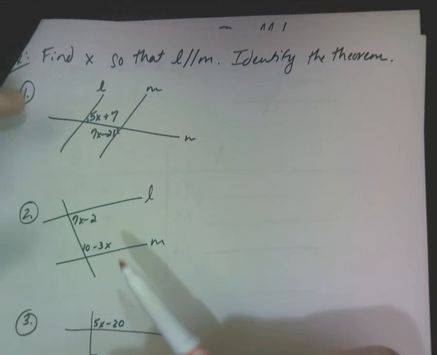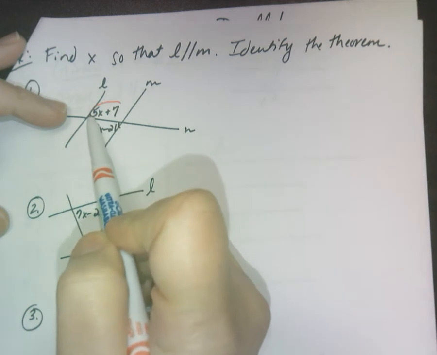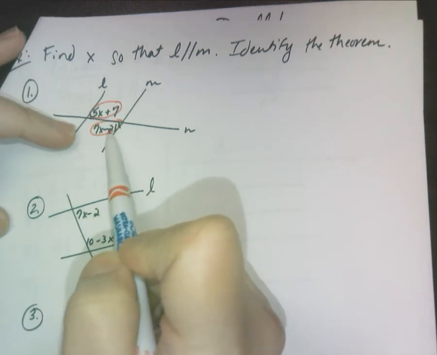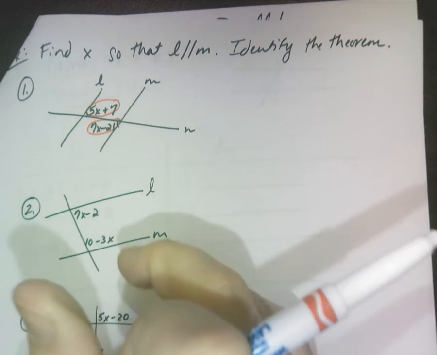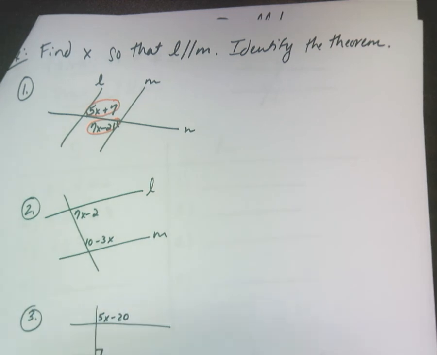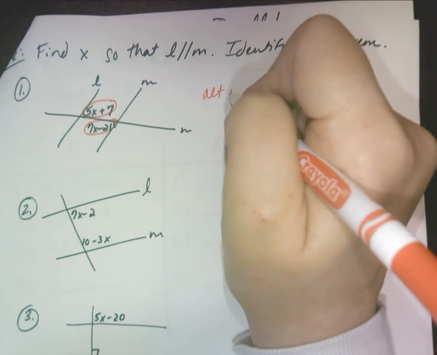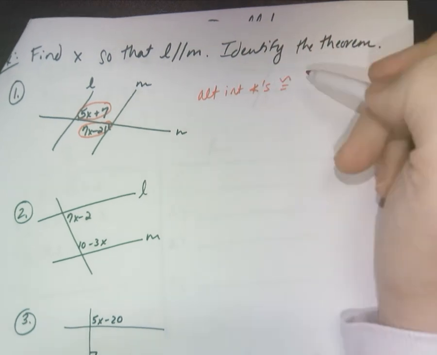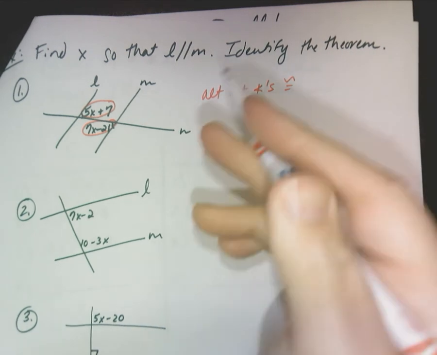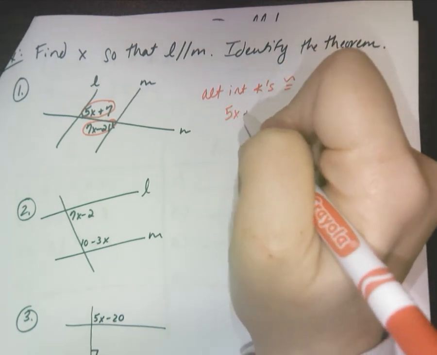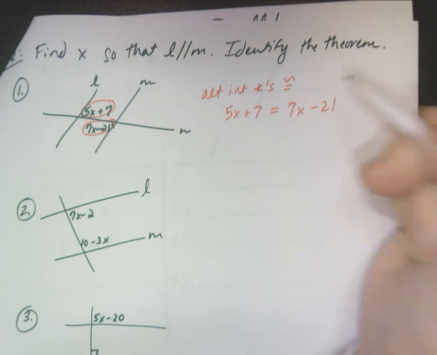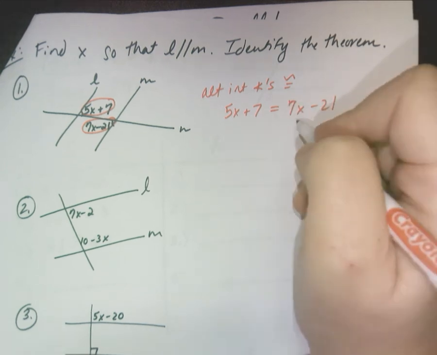So let's do this one. I've got 5x plus 7 right here on an interior and 7x minus 21 on an interior. So those look like they're alternate interior angles being congruent. And that's what makes L and M parallel. So then I can actually just set them equal to each other. Oops. And then let's do a little solving.